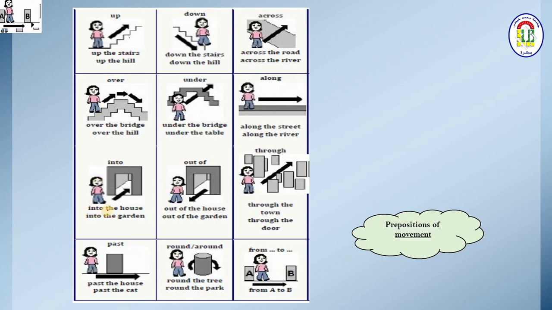Into: she was out and she is going into the house, or she is going into the garden. She is going out of the garden or out of the house. She is going through. There are so many houses here, so many gardens, so she has to turn around, etc. She is going through the town or through the door. It has two uses.